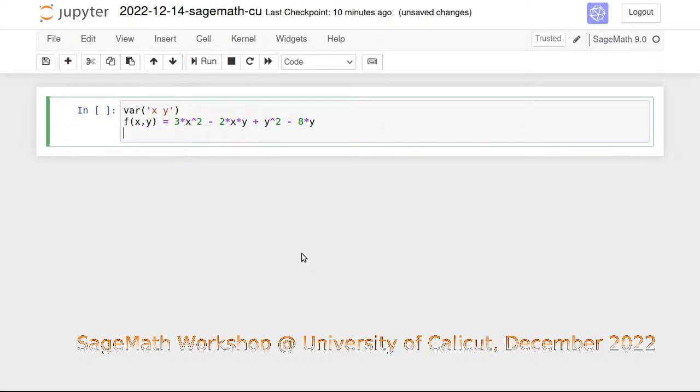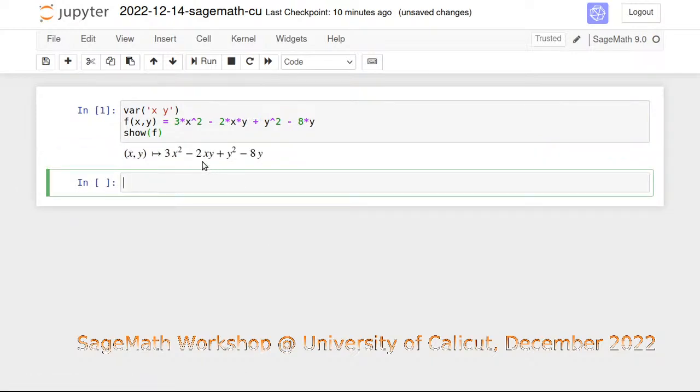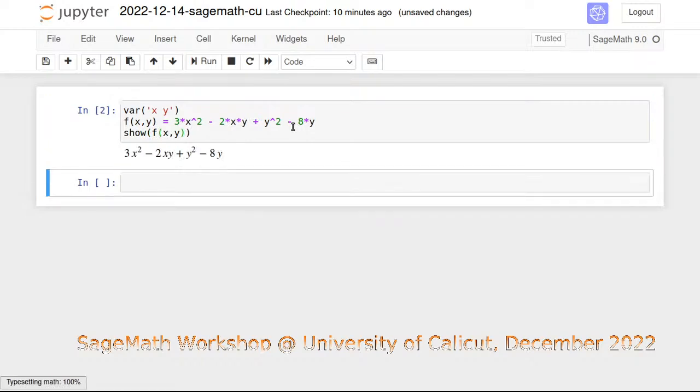This is the definition. And if you want to see f in the math format, the math print, if you don't want this xy going through, then you can probably write even this. It will be just this.